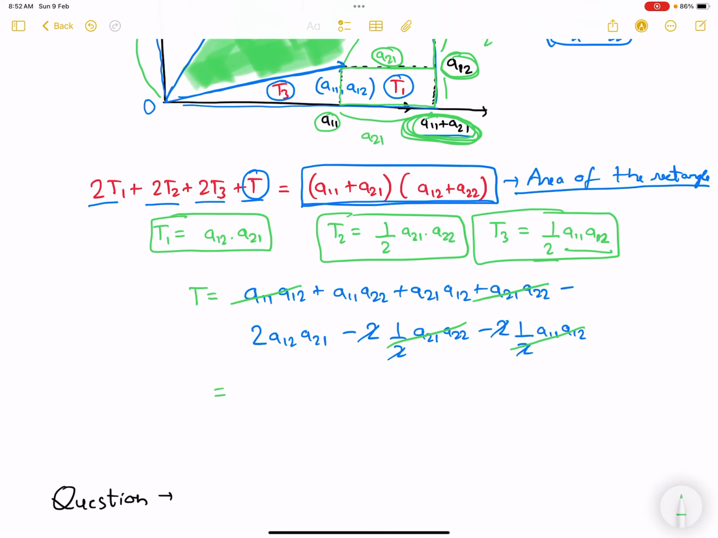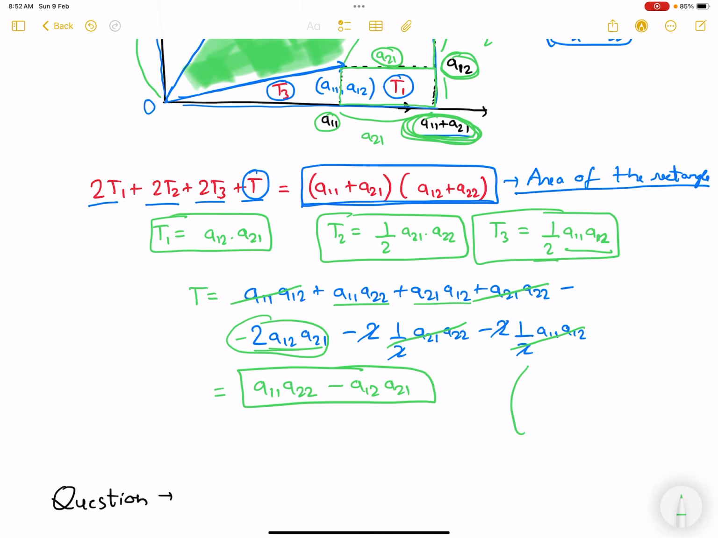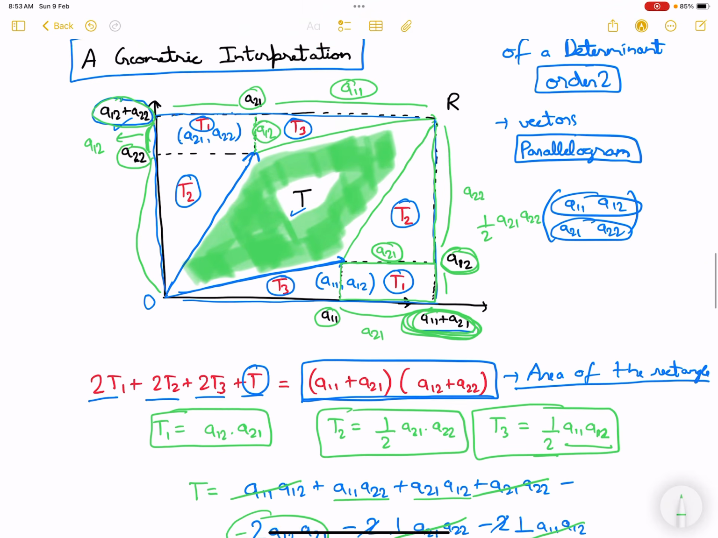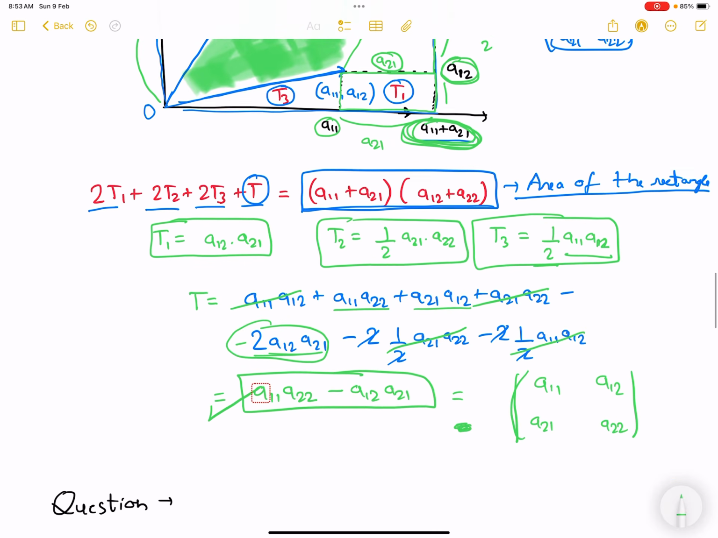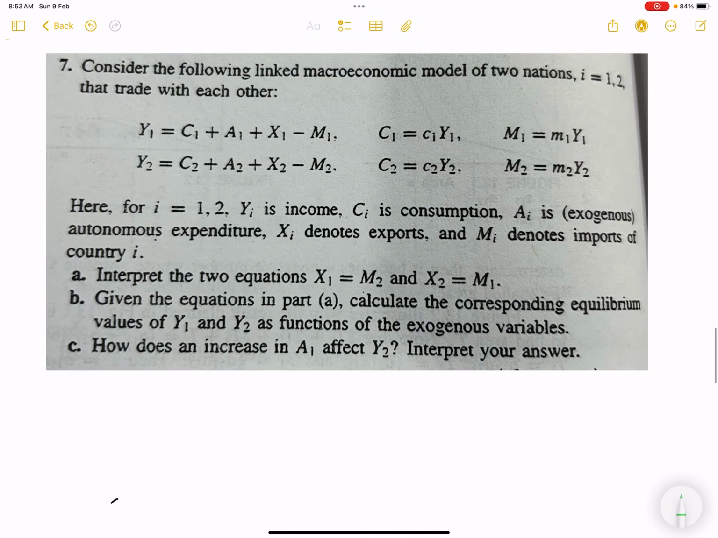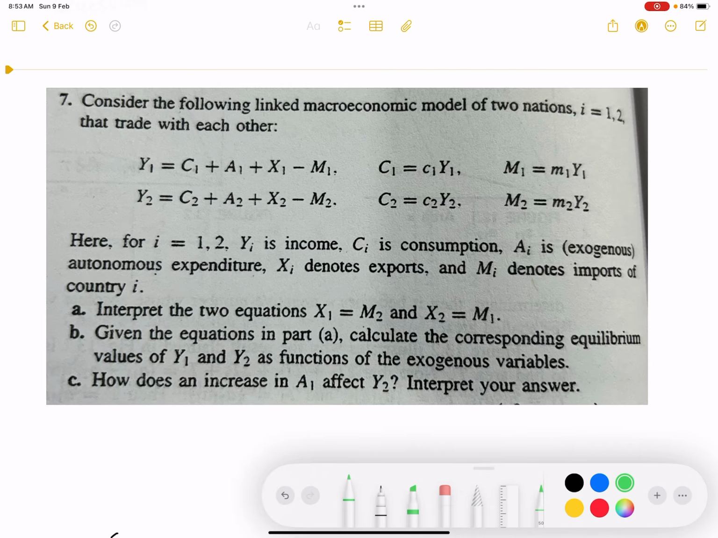So what we have is a11 a22, plus these are the same thing, so this is minus 2, so this could be minus a12 a21. If you see, this is the determinant of a matrix. The determinant of this is nothing but this same thing. So we have geometrically derived the determinant as well. Okay, so one last question before we end the class.